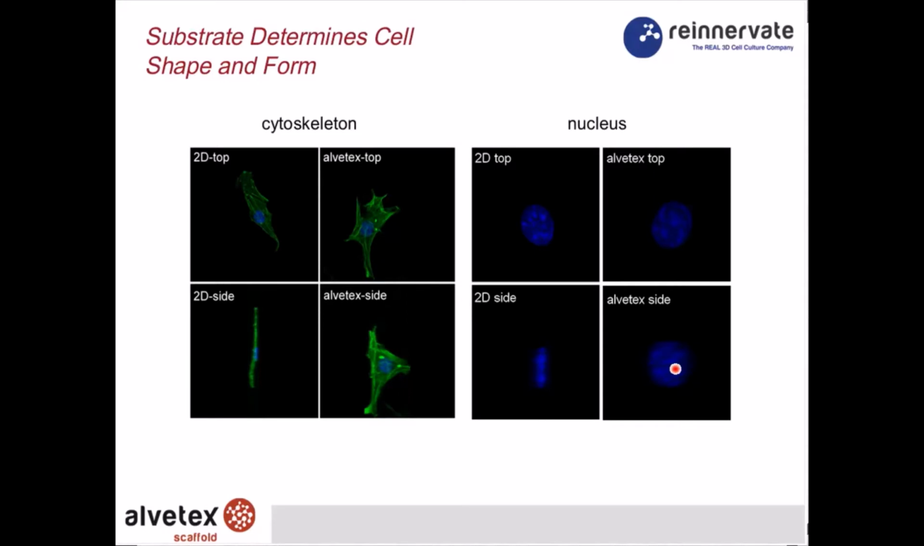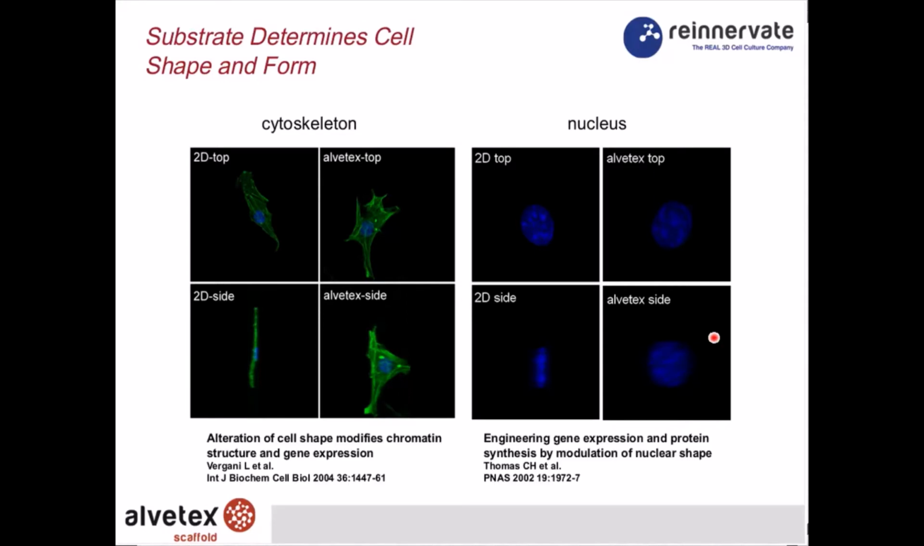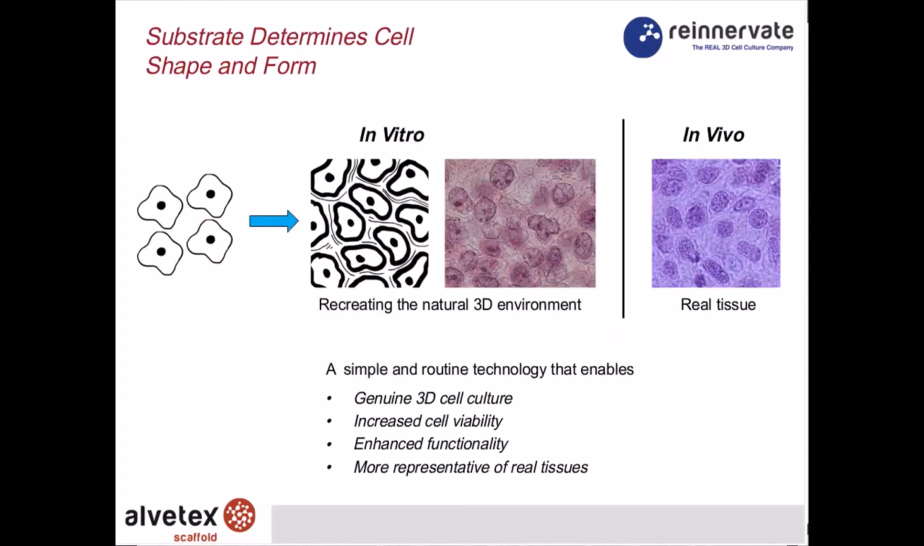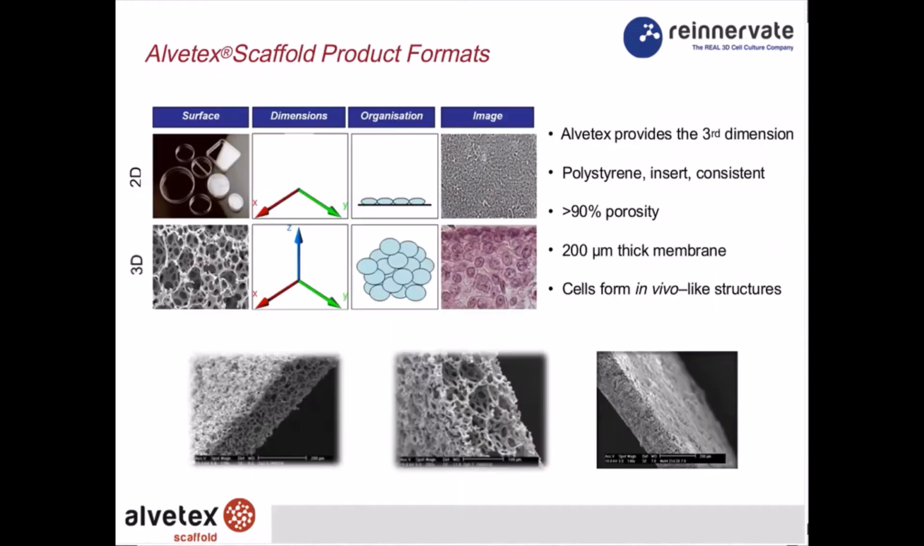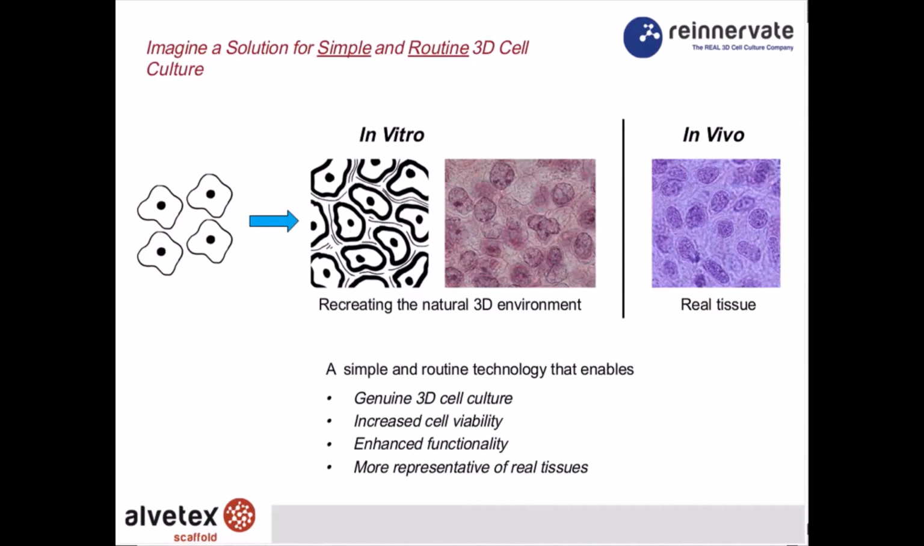And it's well known in the literature that if you do change the shape of a cell or the organelles within a cell, that leads to changes in gene and protein expression. So this is a phenomenon which is known, but yet it is ignored when people are growing cells in 2D culture. So imagine a technology that prevents the shape change from occurring. So it's a technology that enables simple and routine 3-dimensional culture to recreate a more natural environment.